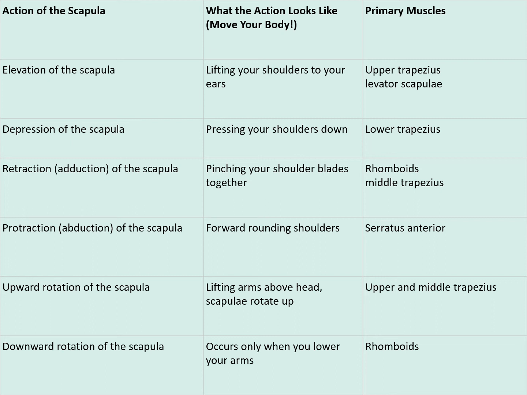Depression of the scapula is considered the lower trapezius. Retraction of the scapula, rhomboids and middle trapezius. Protraction of the scapula corresponds to the serratus anterior, and for the upward rotation of the scapula, the upper and middle trapezius are the responsible muscles. For the downward rotation of the scapula, the rhomboids are the corresponding muscles.